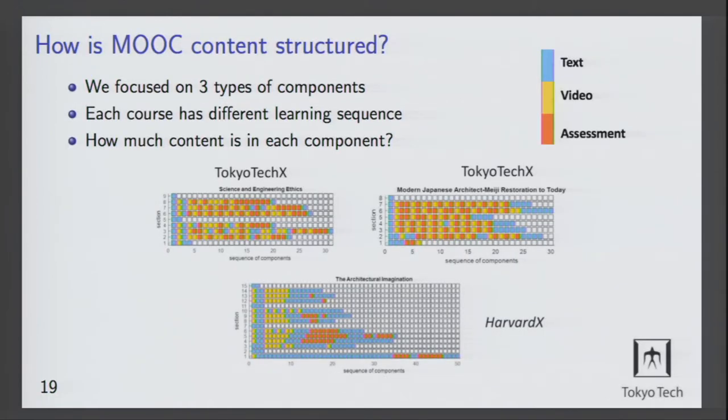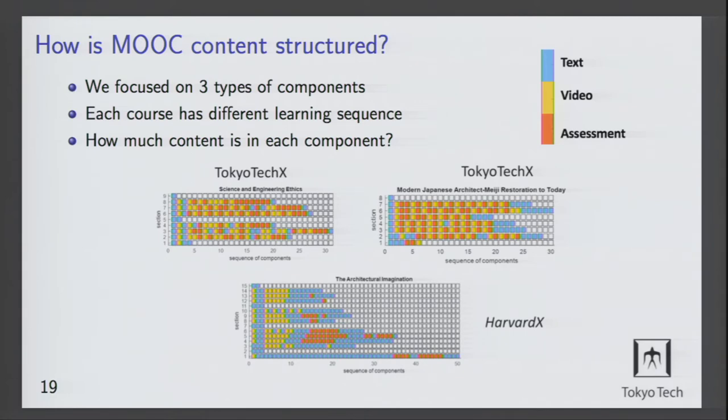So after we crawled the data, we also decided to look at the course content structure. As I mentioned before, we focused primarily on three types of components: text, video transcript, and assessment components. And then we decided to see how different institutions and different courses align these components. Here, for example, you can see courses from 2 institutions, Tokyo Tech and Harvard. The cells here represent the components, and the y-axis represents the section which these components belong to.